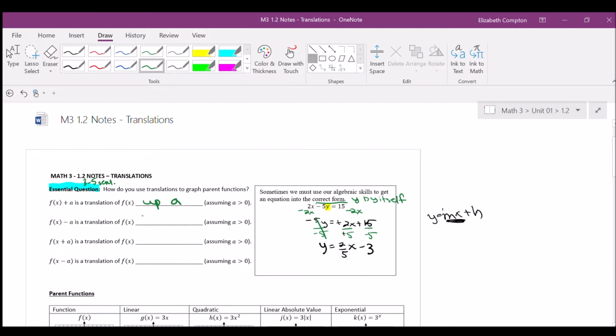And then I have minus a. That means that I'm looking down a. All right, and notice this one's on the inside. This is x plus a. So this is left a. I know that's kind of opposite what you think. And then the minus a is right a. And so those are on the inside.